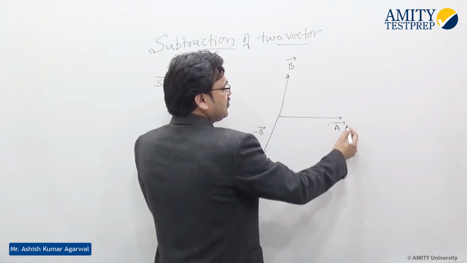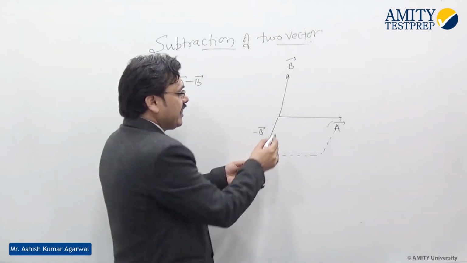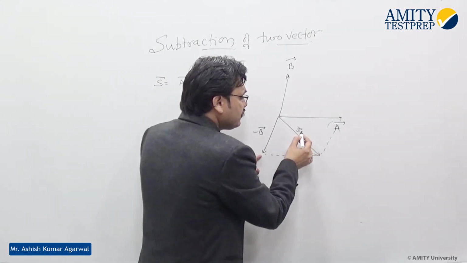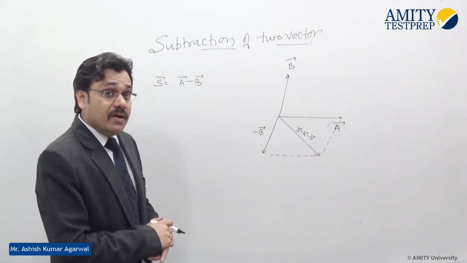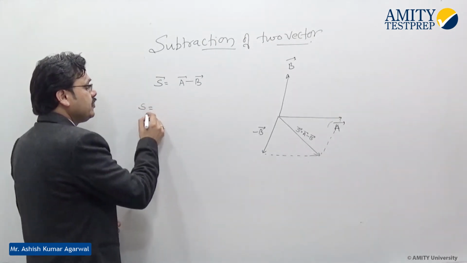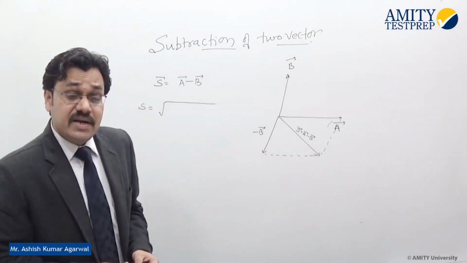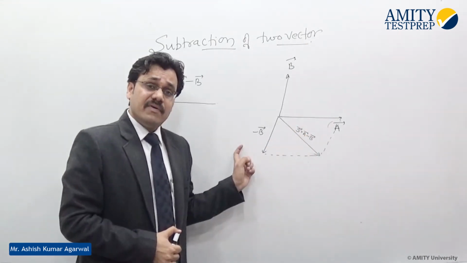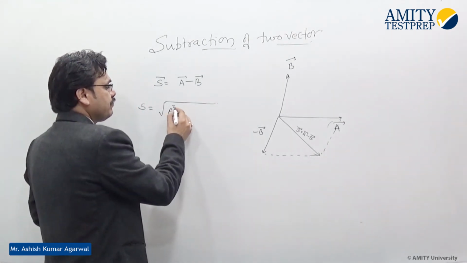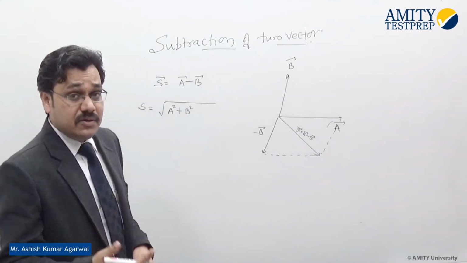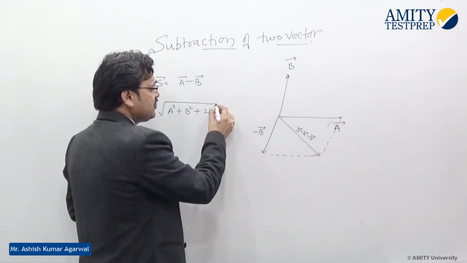Now how can you find the resultant of these two? Definitely you can find the resultant by making a parallelogram, and the diagonal of the parallelogram will give you the subtraction of these two vectors, that is, A minus B. Now if you want to find the magnitude of the subtraction, in other words, it is an addition of vector A and negative vector of B. You know the formula of addition: A square plus magnitude of B square, and as you are taking a negative vector, the magnitude will not change, plus 2AB cos theta.